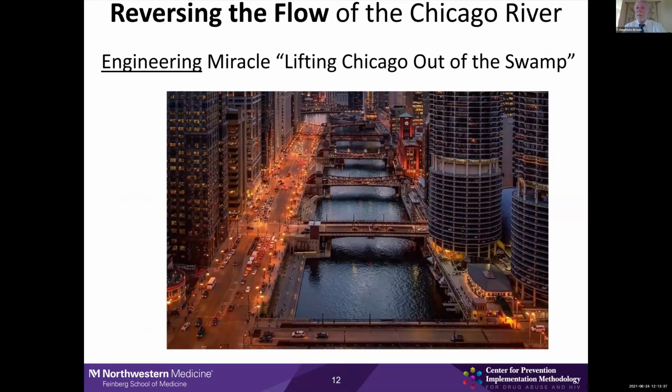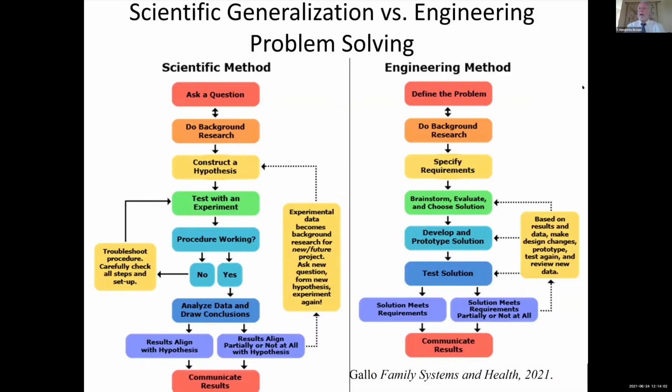So that brings us to the title of the talk in here, Reversing the Flow. And of course, if you look out your windows, you may see the Chicago River. It was considered an engineering miracle to move the flow of the river in here to lift Chicago out of the swamp. So we're asking for something similar in here when we're trying to deal with how do we improve health equity. And in fact, engineering is an important piece to this one.